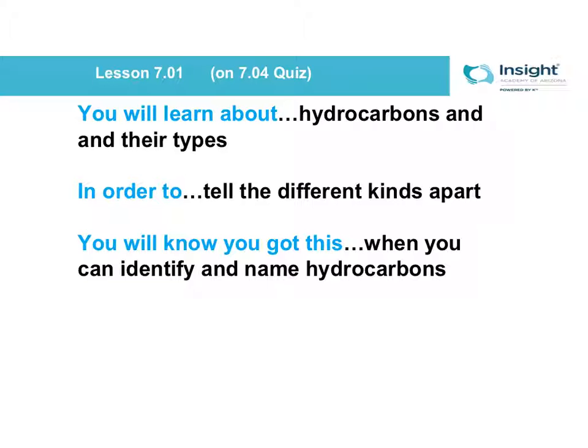The big thing you want to be able to get out of this is, given a picture of a hydrocarbon, could you tell me its name? Could you tell me, is it double bonded, triple bonded? Does it have an alcohol group on it? That sort of thing. All right, so there's a lot of classification and pattern recognition going on here.